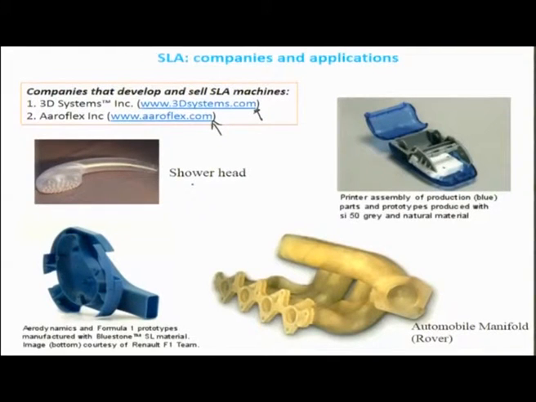So there are different companies which have been involved in developing these complex shapes using the stereolithography process. Some of the examples here are this shower head printer assembly for production of parts and prototypes. You can also look at these aerodynamic Formula 1 prototypes, or the automotive manifold. They're all being developed using stereolithography systems.